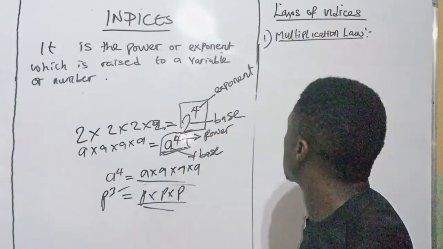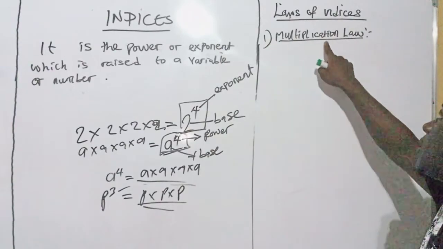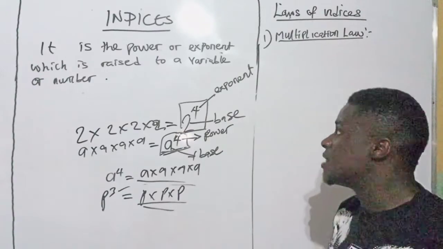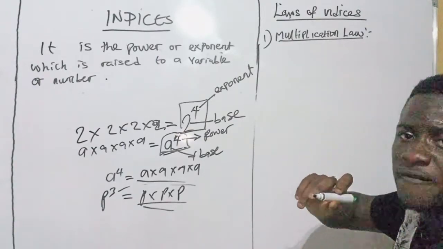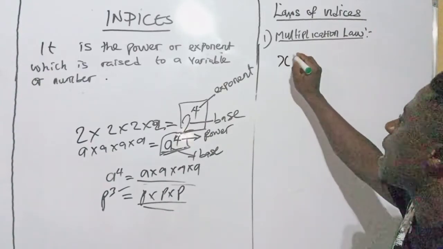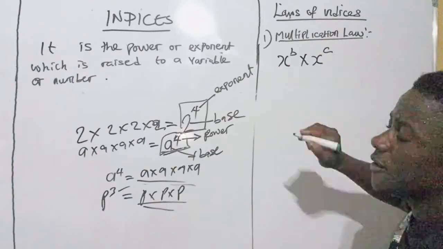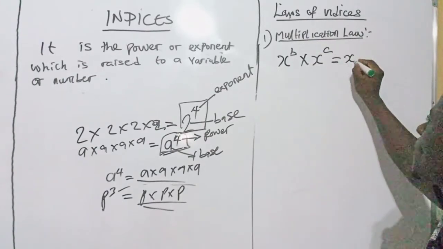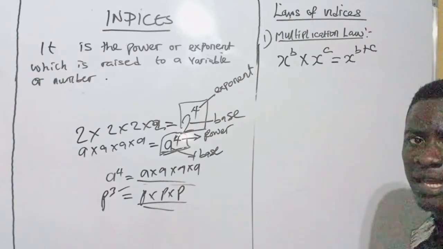The first law we are having today is the multiplication law. To have laws of indices, we want to look at the multiplication law. What is this multiplication law all about? Now, under the multiplication law, let's assume we have a variable in this form, x raised to power b times x raised to power c. This is equal to x raised to power b plus c. This is what the multiplication law is telling us about.